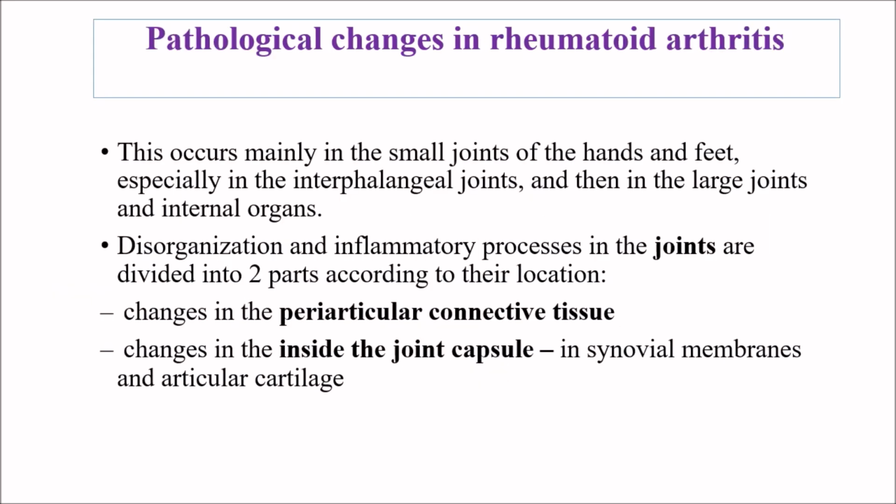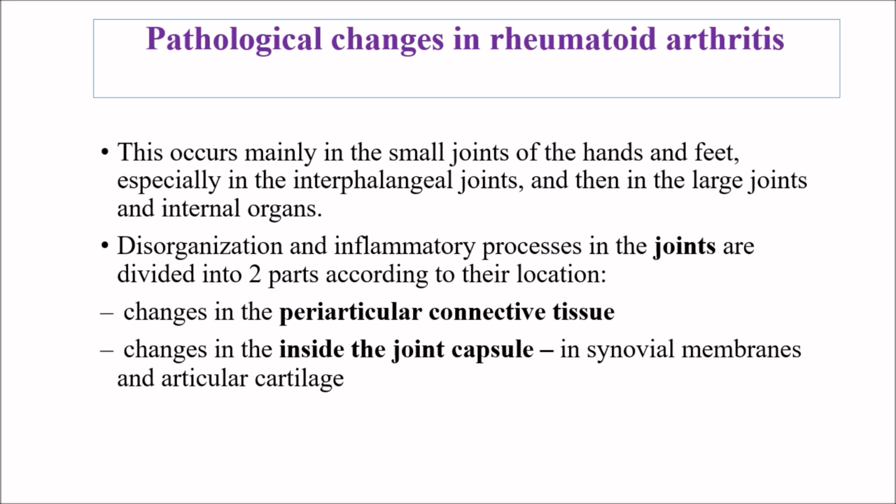The pathological change in rheumatoid arthritis occurs mainly in the small joints of the hands and feet, especially in the interphalangeal joints, and then in the large joints and internal organs. The destructive and inflammatory process in the joints is divided into 2 parts according to location.